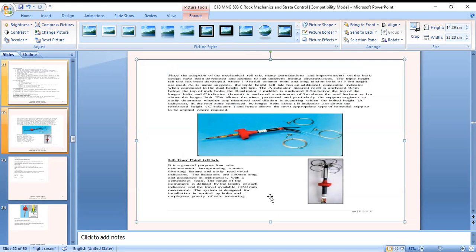Since the adoption of the telltale, many precautions and improvements on the basic design have been tested and applied in different mining circumstances, and then the full column bolts were developed.